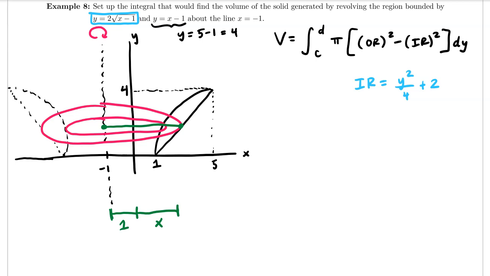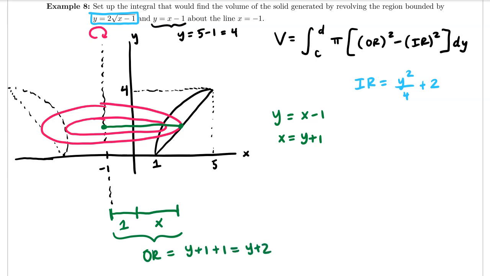Now, our linear curve is y equals x minus 1, and I want to solve that for x by adding 1 to both sides. If I do that, I get x equals y plus 1. So now I can find my outer radius distance. So this is my outer radius, and it's equal to y plus 1 plus 1, which is equal to y plus 2. So I'm going to come back over here and say my outer radius is y plus 2.